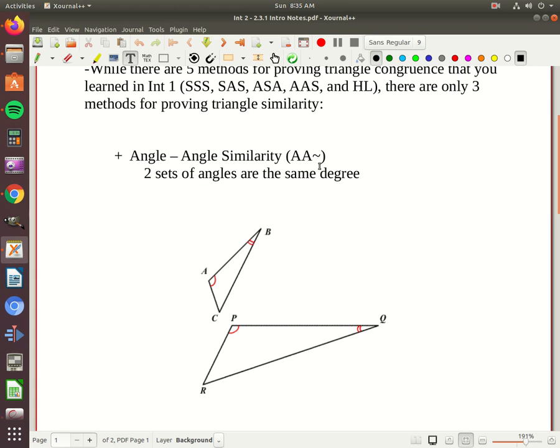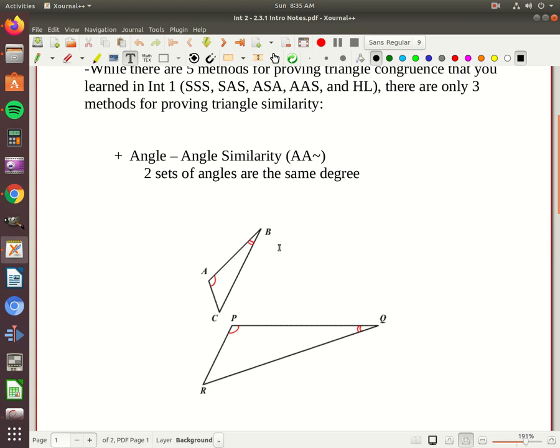So first of all, this is the similarity sign. It differs from the congruent sign. A congruent sign would look the same but with an equal sign below it. So it's kind of just that tilde, I think it's called in Spanish. So angle-angle similarity. And what we need to know is that 2 sets of angles are the same. That's all we need to know.